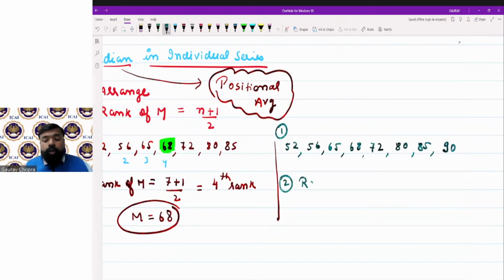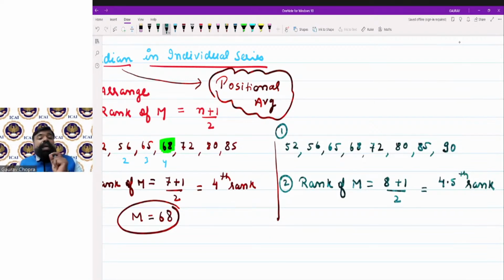Now what is the second step? Find out the rank of median. So what is the rank? It is n plus 1 by 2. Now this time n is what? 8. 8 plus 1 by 2, that is 9 upon 2, that is 4.5. So this 4.5 is the rank of median.